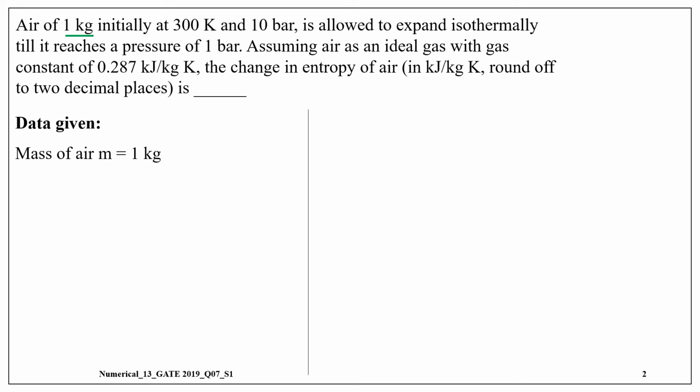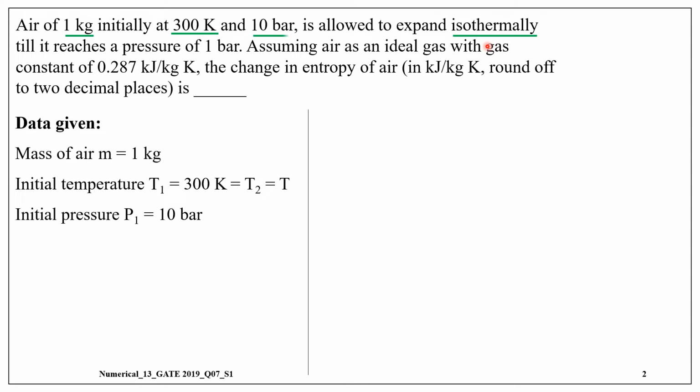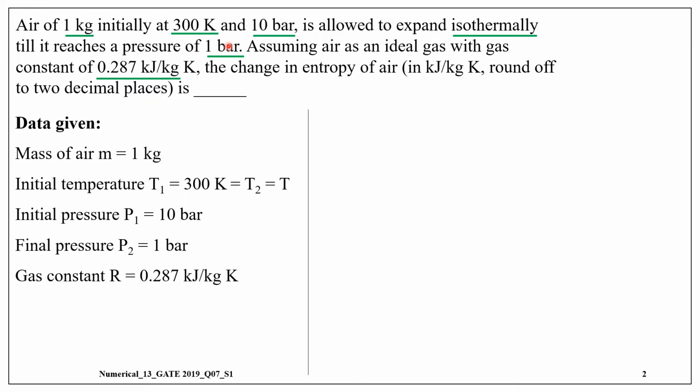The first data given is mass of air, which is equal to 1 kilogram, and initial temperature is 300 Kelvin. This is also equal to the final temperature because it expands isothermally. And the initial pressure is 10 bar. The final pressure is 1 bar. Gas constant is given as 0.287 kilojoules per kilogram Kelvin.